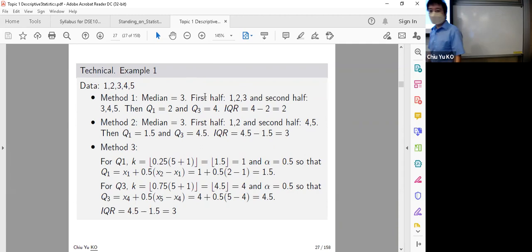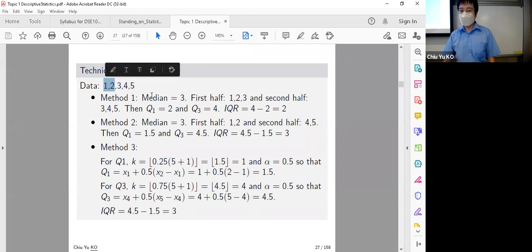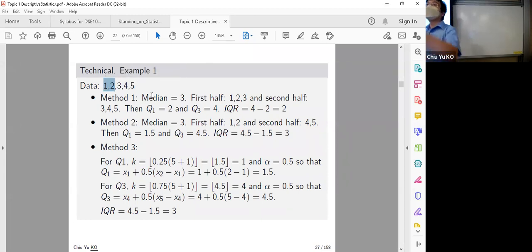That means that if the median is 3, you take 1, 2, and the median of 1, 2 is 1.5. The upper half is 4 and 5, and the median will be 4.5. The difference will be 3. So you can see it depends on the method you use to calculate. Of course, when the data set is large, it doesn't matter much, but when it's small, it makes a difference.